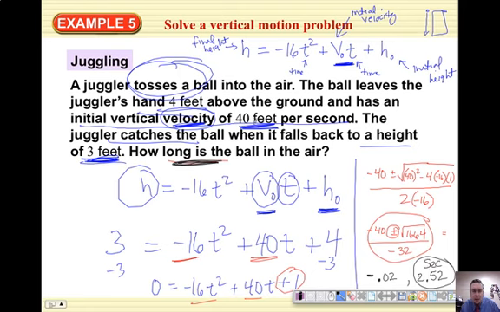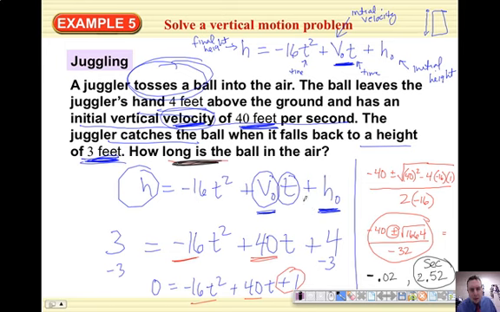And that makes sense, right? I mean, he throws the ball up and then he catches it. 2.52 seconds, that makes sense, right? If you got 100 seconds, you should think, maybe I'm wrong. Okay, so double check that. All right, that's how you do these vertical motion problems.